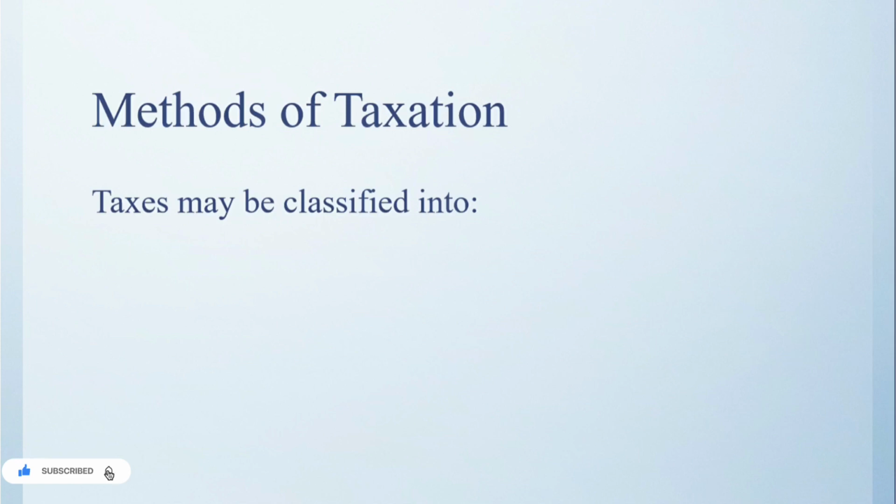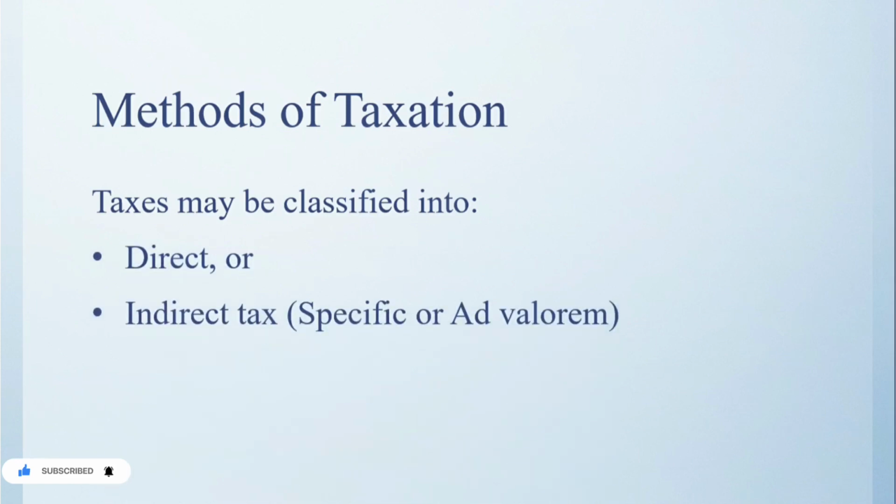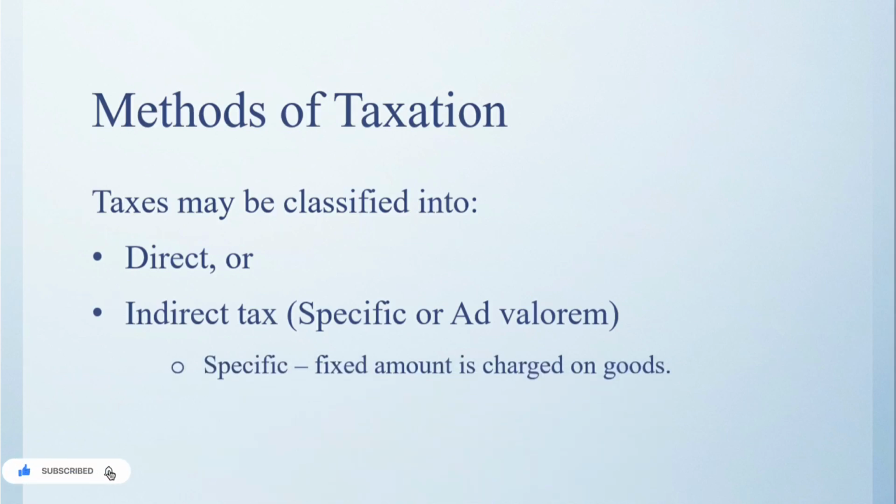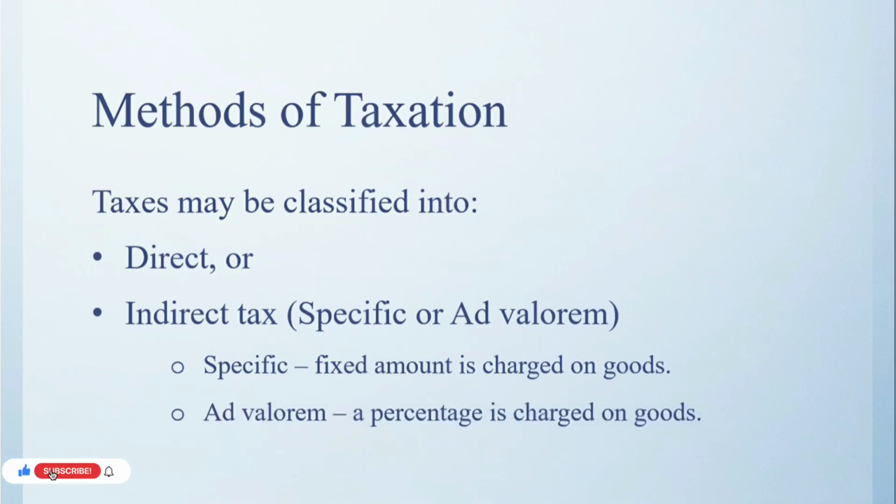So we move on to methods of taxation, right? Now we basically have two types of taxes. We have direct taxes and we have indirect tax. And indirect tax, you have two types of indirect tax basically. So it can be specific or it can be ad valorem, right? Now when you say specific, it simply means that it's a fixed amount that is charged on goods. And ad valorem, right, it means that there is a percentage that is charged on goods.